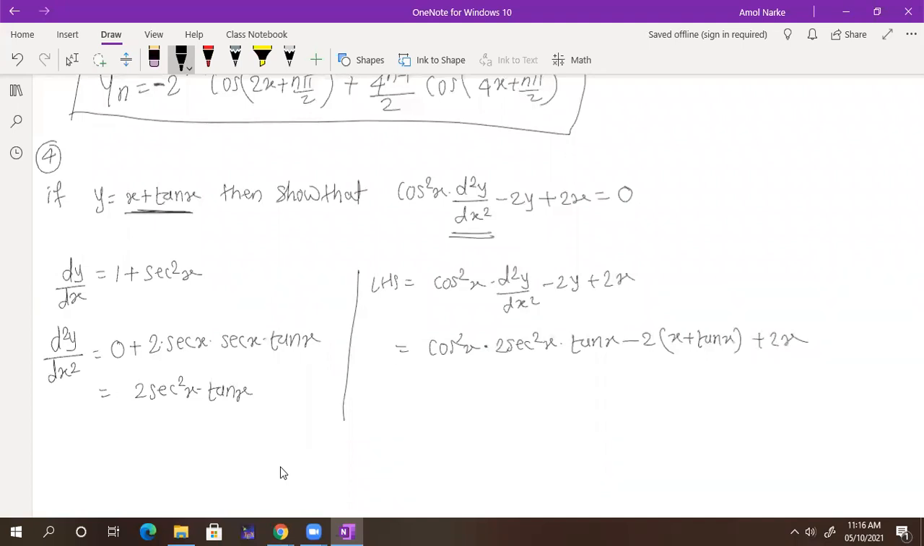What happened with the sec and cos? Sir, it will be only 2 tan x. That will get cancelled. You will be remaining with 2 tan x. LHS equals RHS, and minus 2x minus 2 tan x and plus 2x. So plus 2x minus 2x is cancelled, tan x gets cancelled, which is equal to 0, which is equal to RHS. So that's it. So we have shown that LHS is equal to RHS, which means this statement is true. We may ask such kind of simple questions to you also.